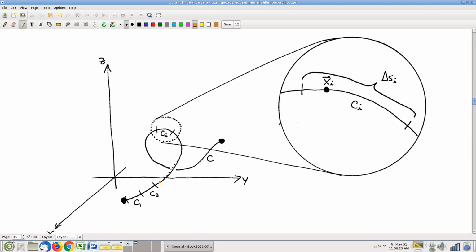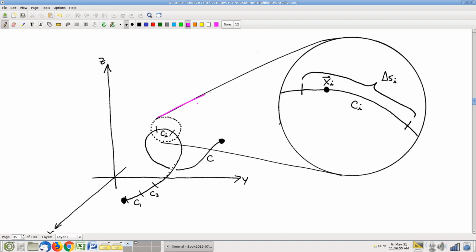So big surprise. We're going to chop it up, add it up. So here's what that looks like. You chop it up into little pieces. You chop up this curve into little pieces of curve. There's my first piece of curve. There's my second piece of curve, etc. You can talk about different pieces of curve. This then is the ith piece of curve there.